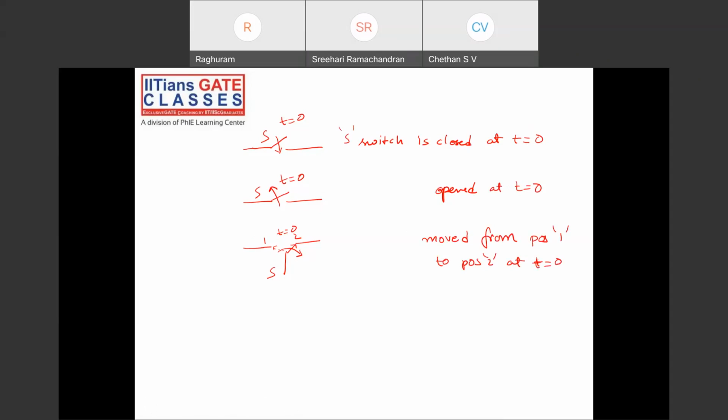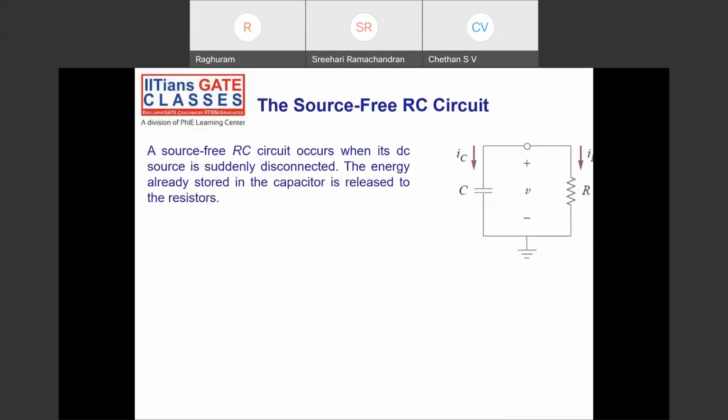Okay, these switching actions are important. People usually get confused. At t equal to 0, the switch is closed. At t equal to 0, the switch is open. At t equal to 0, the switch is moved from position 1 to position 2. Okay, clear? Yeah, let's move on.